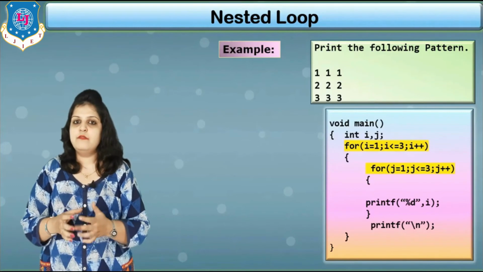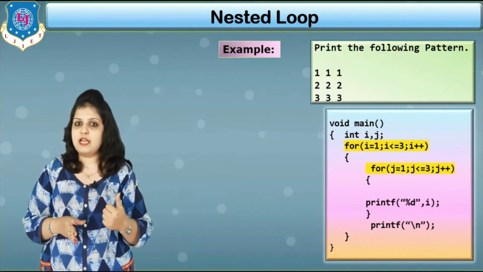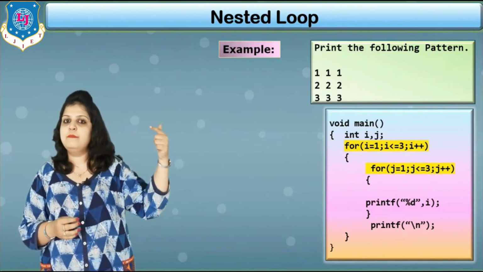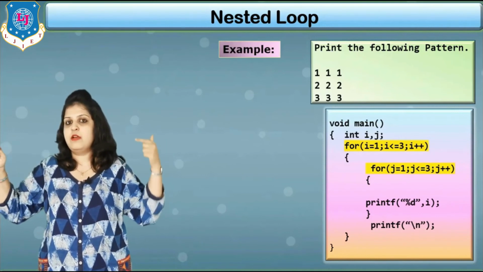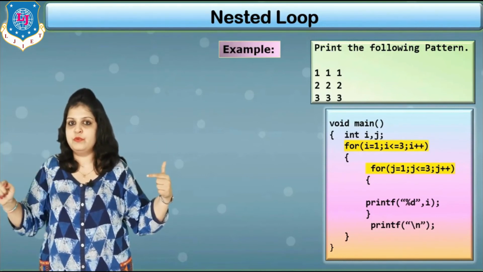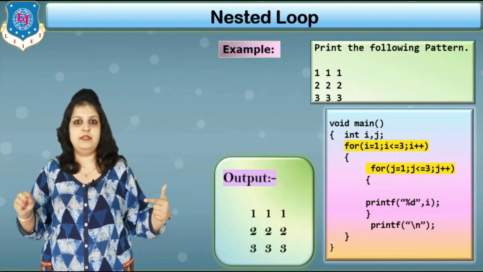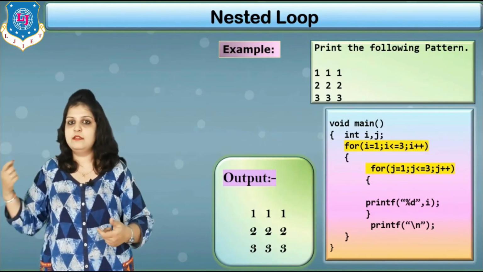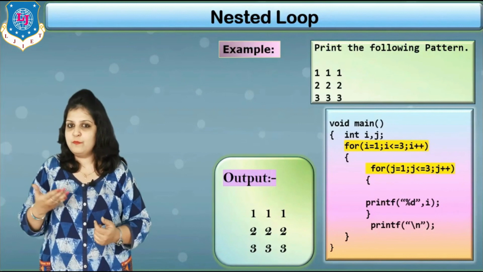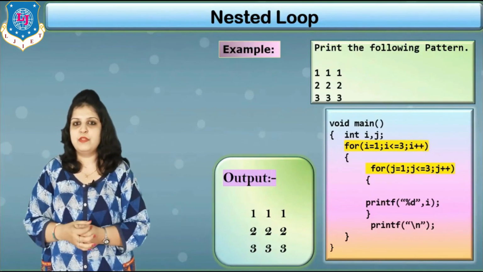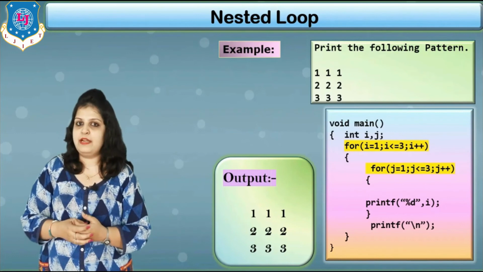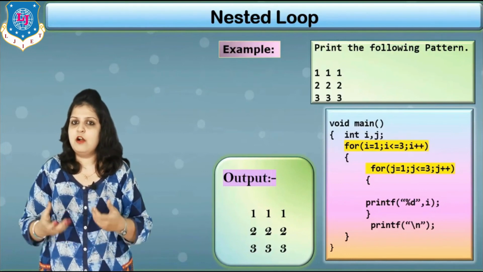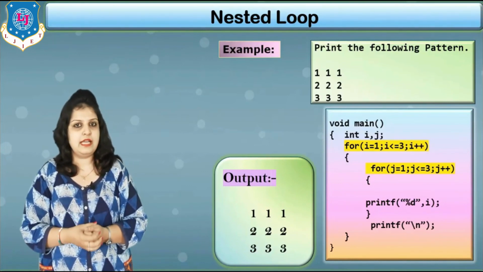For this pattern we simply have to change the star, and instead of the star we can write the value of I, because when our I is 1 we have to print 1 1 1. When our I becomes 2 we have to print 2 2 2, and when our I becomes 3 we have to print 3 3 3. So here in printf we can write %d comma the value of I. So we will get the new pattern in number form, and we can build many different patterns, like triangle form, pyramid shape, hexagon form, all types of forms, using nested loops.